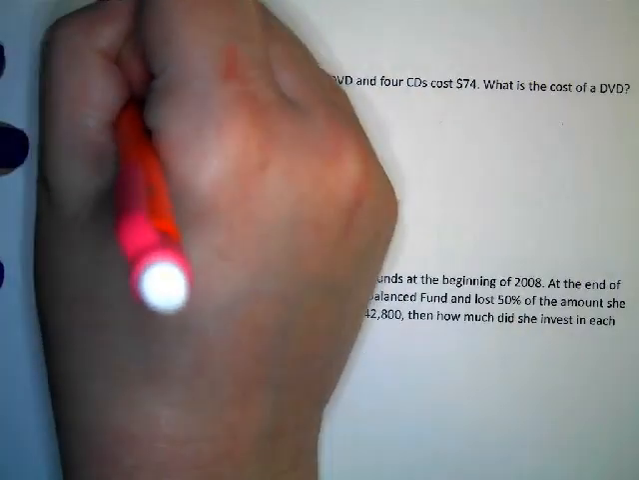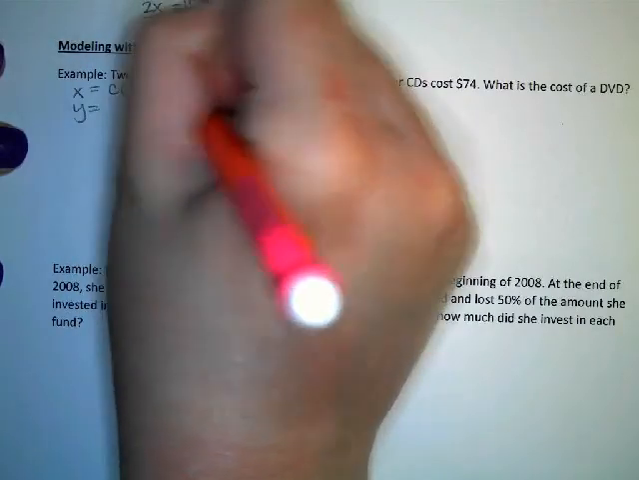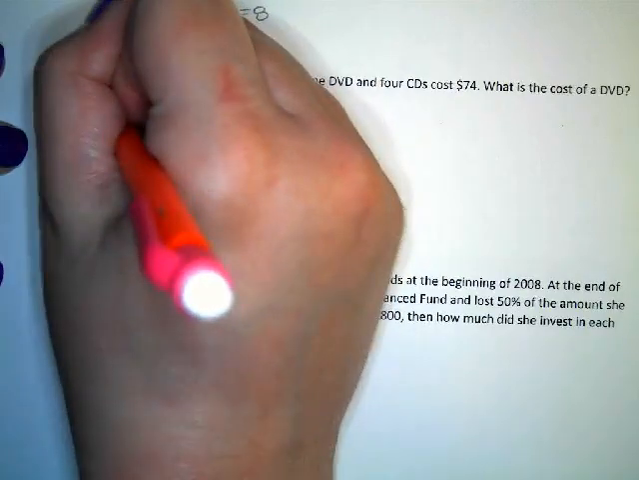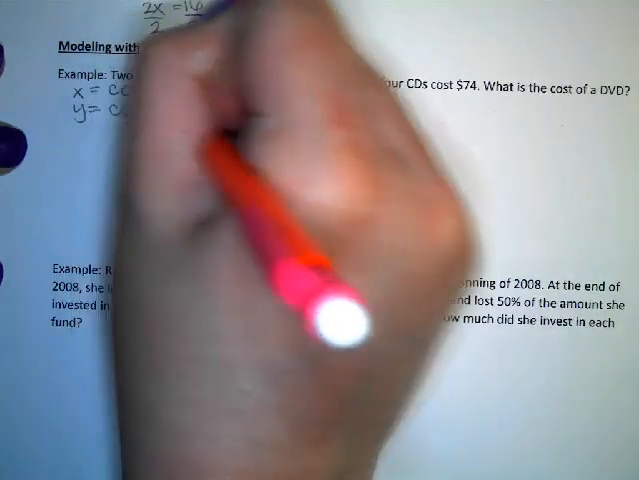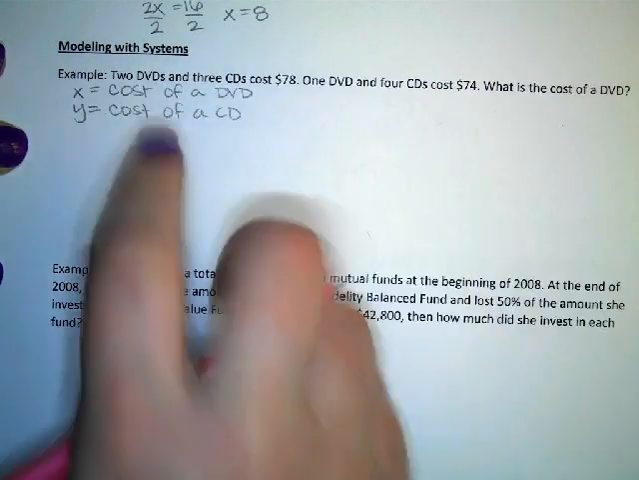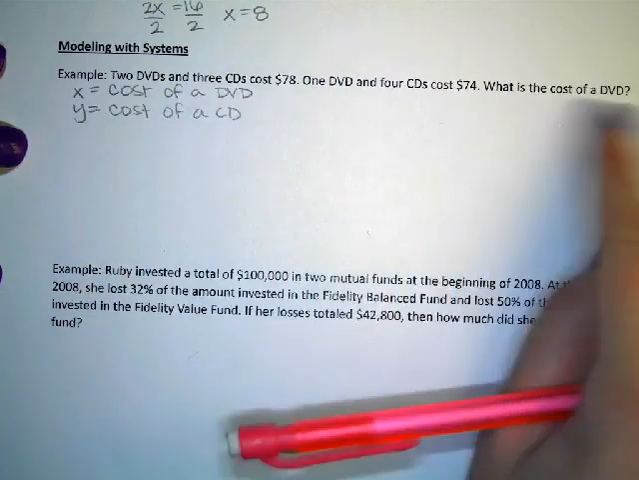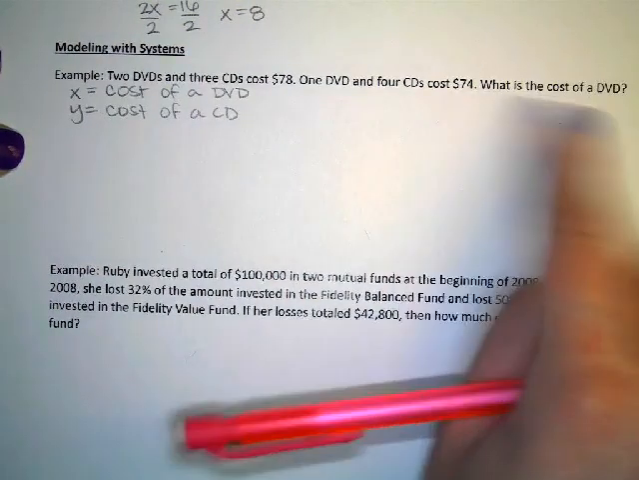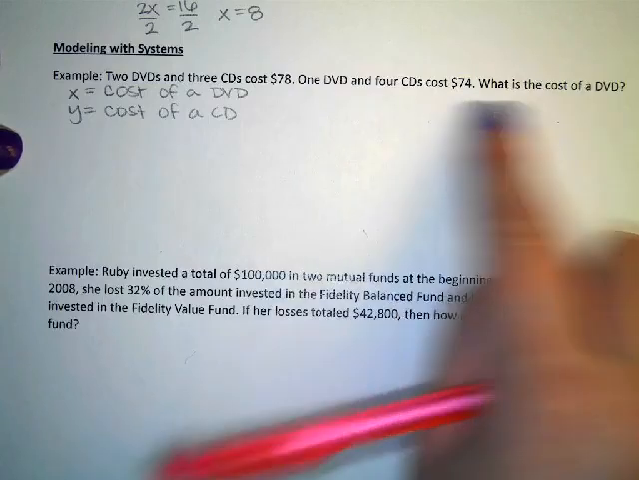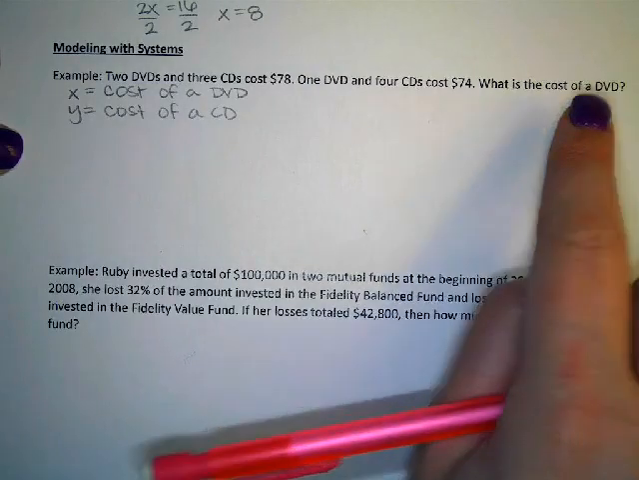And the other is going to be the cost of a CD. And if you're not sure how to define these, then just look at the final question, because that's going to be your hint. They're going to be asking in the final question what they want you to solve, and that's going to be basically what your variable is going to be representing. So the cost of a DVD, the cost of a CD.